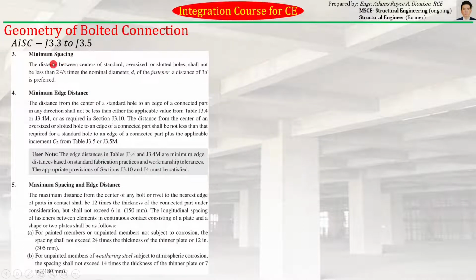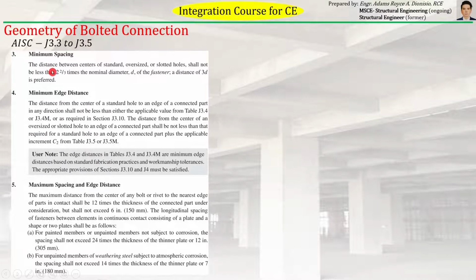And then, if you will try to refer sa AISC J3.3 to J3.5, makikita mo doon yung mga provisions for minimum spacing ng mga bolts. So, hindi pwedeng sobrang lapit ng mga bolts sa isa't isa. So, sabi dito sa code, the distance between centers of standard, oversized, or slotted holes shall not be less than 2 and 2/3 times the nominal diameter D of the fastener. Nominal diameter yun, guys. A distance of 3D is preferred.